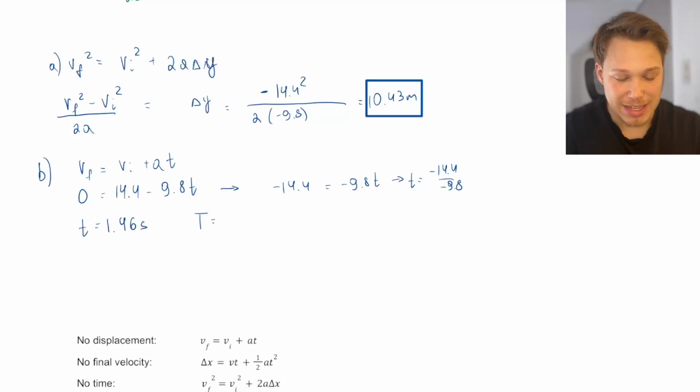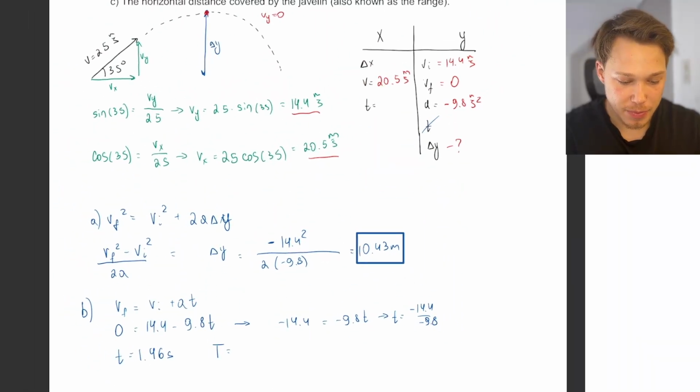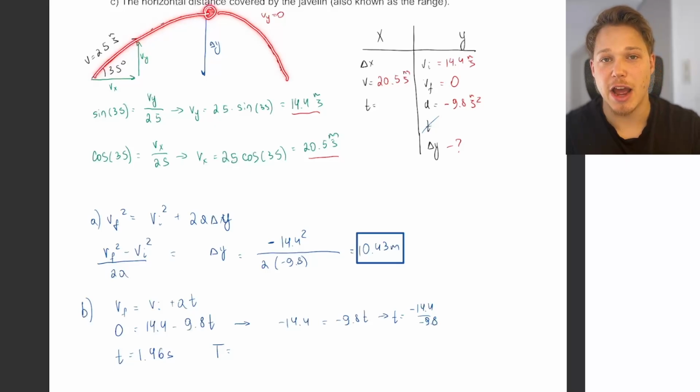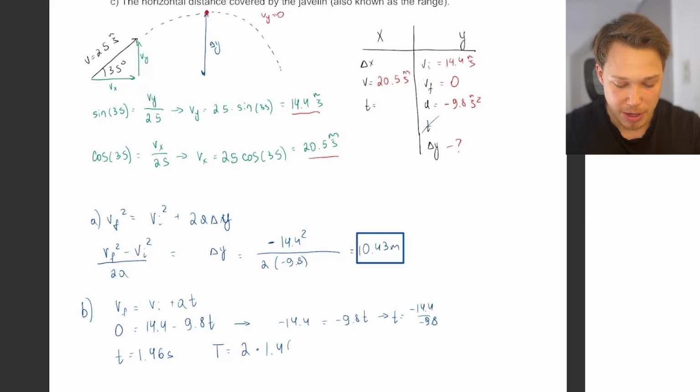Now, notice that this is the time that it takes to reach the maximum height. So the total time is just going to be twice that because the second half of the journey is going to take just as long as the first half. So our answer, you can just multiply it by 2 and get 2.91 seconds as our final answer for the total time in the air.